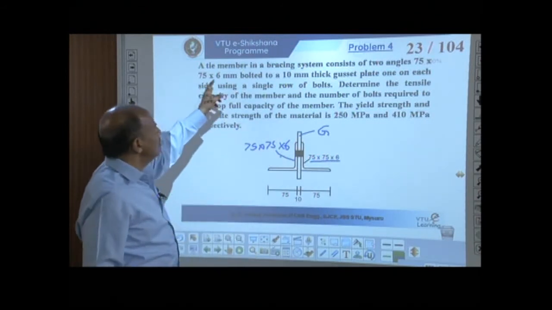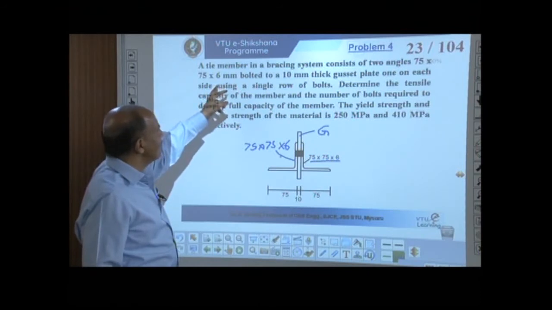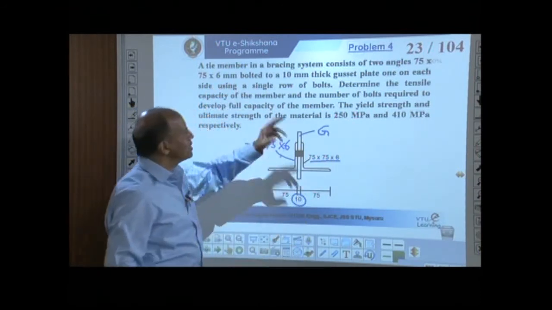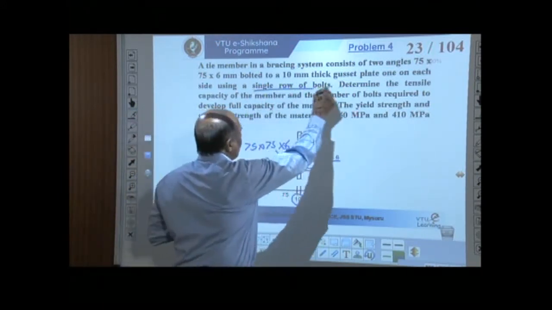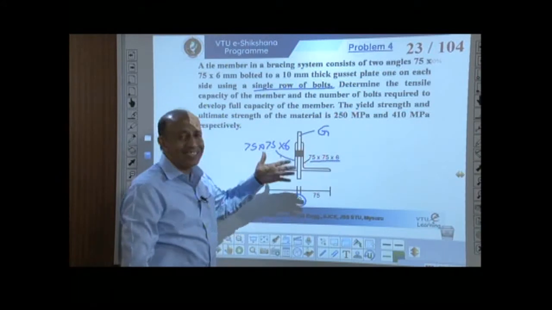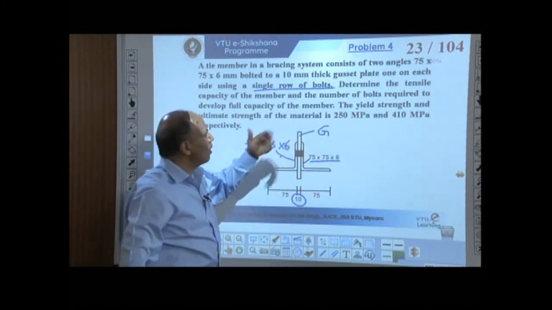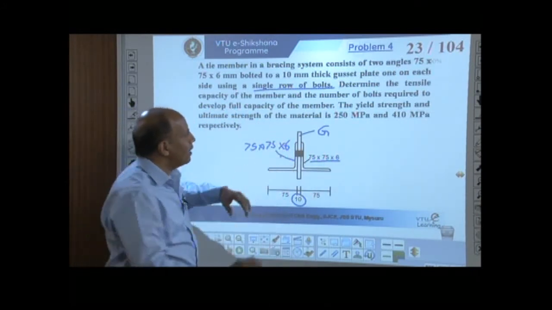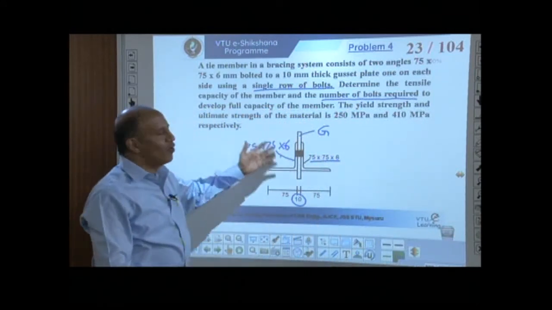So, a tie bracing system consists of two angles, 75, 75, 6, bolted to a 10 mm thick gusset plate on either side, and we have a single row of bolts. That means you are seeing the sectional elevation here, with the bolts behind this, one beside the other. So, determine the tensile capacity of the member and the number of bolts required to develop the full capacity.